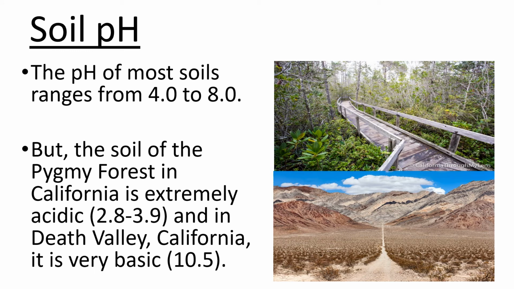Soil pH is another property. Most soils are in the pH range of 4 to 8. There are other ones that are super acidic or very basic, but in general, soils are in this 4 to 8 range.